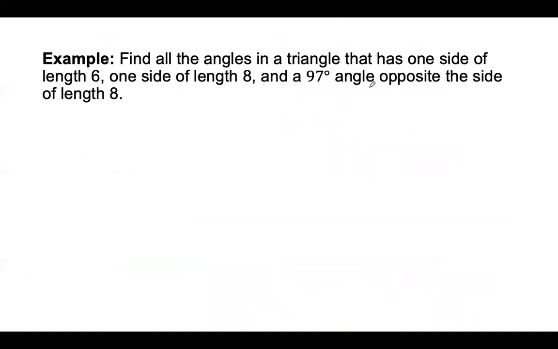Find the angles in a triangle that has one side of length 6, one side of length 8, and a 97-degree angle opposite the side of length 8. So 97 is going to be more than 90 degrees, obviously. So let's try to draw this. Maybe like that. So this angle is 97 degrees, and opposite is side 8. And the other length is side 6. Okay.